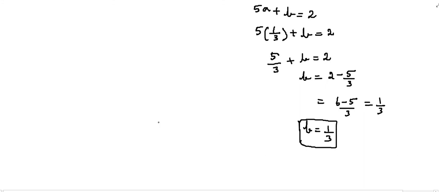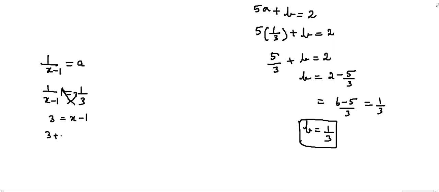So what I have taken, a as 1 by x minus 1 is equal to a. So what is the value of a? What I got as a is 1 by 3. So 1 by x minus 1 is equal to 1 by 3. When I cross multiply, 3 is equal to x minus 1. This minus 1 becomes plus 1 when it comes this side. So x is equal to 3 plus 1 is 4.